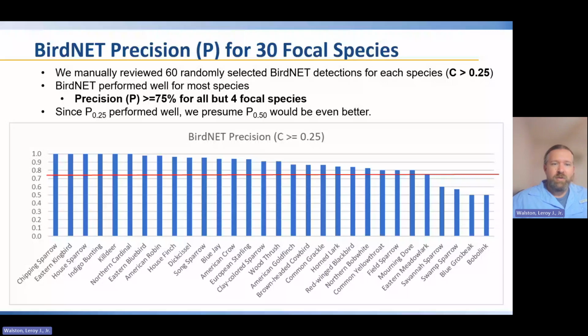As noted, this red line represents that 75% precision threshold. Going forward, at least for the preliminary purposes of this presentation, we presume that since a 25% confidence level for BirdNET performed pretty well, then it stands to reason that a confidence level of 50% would be just as good, if not better, in terms of precision. So for a starting point for this analysis and all the discussion going forward today, for BirdNET, we are using a 50% confidence threshold.